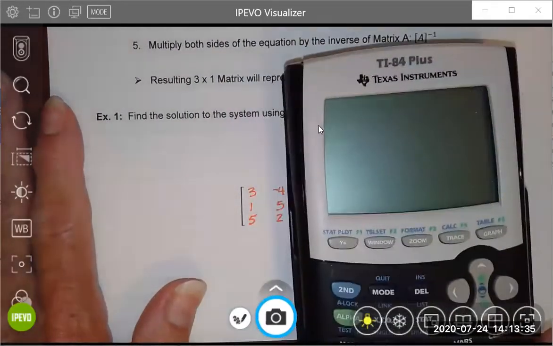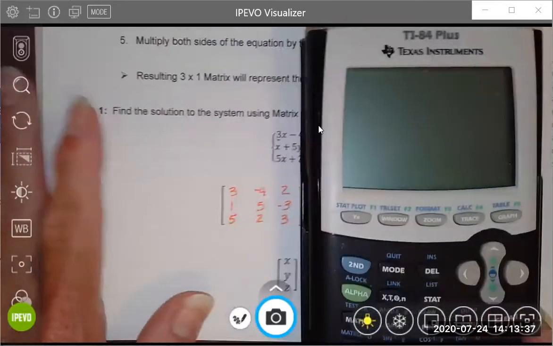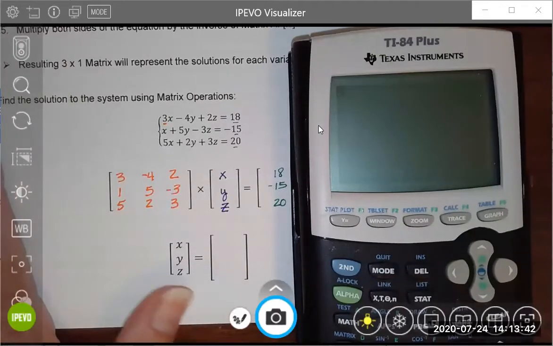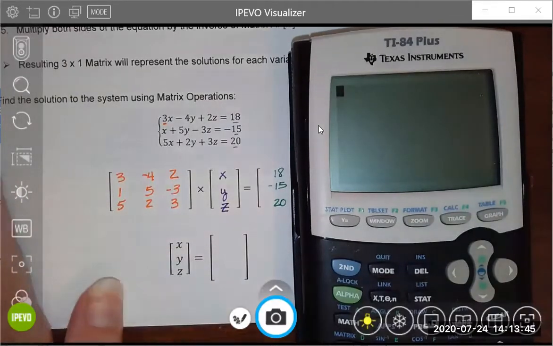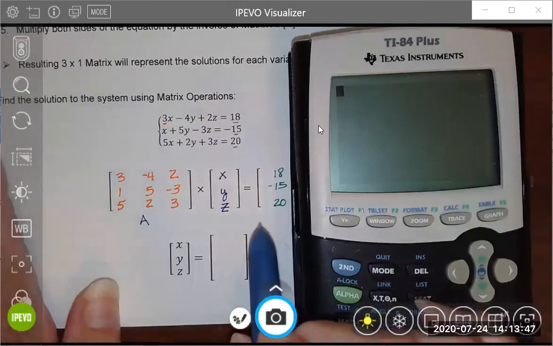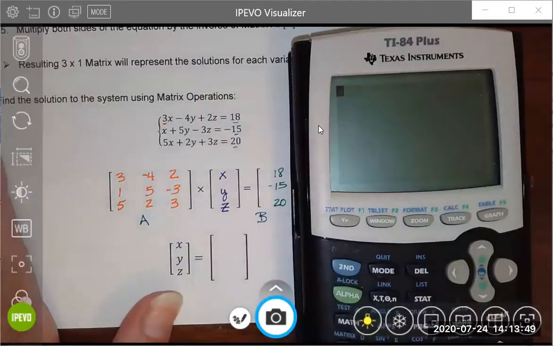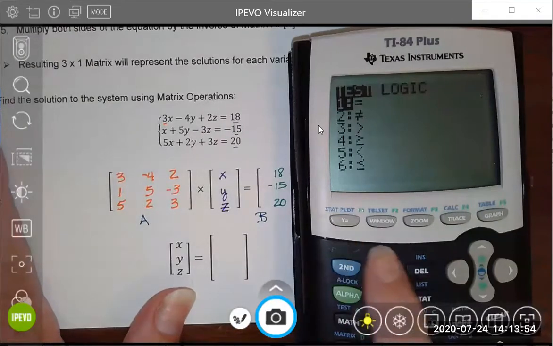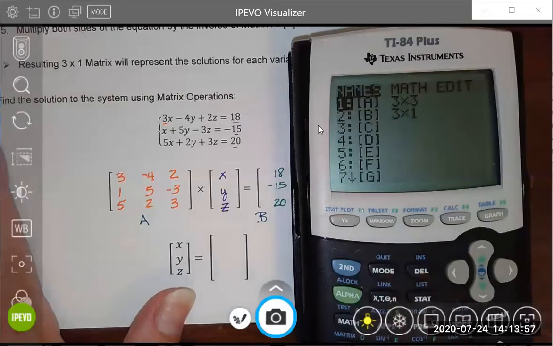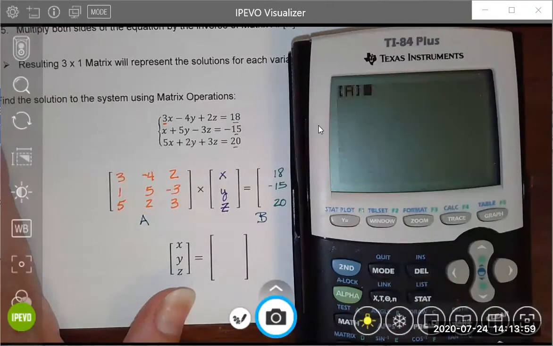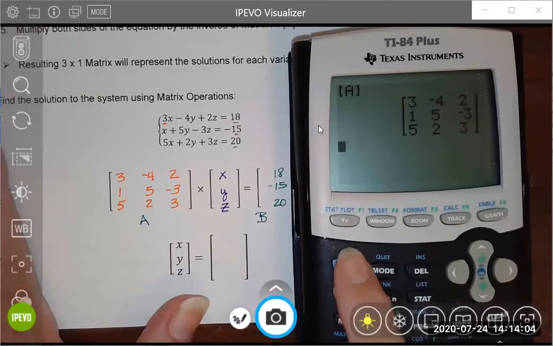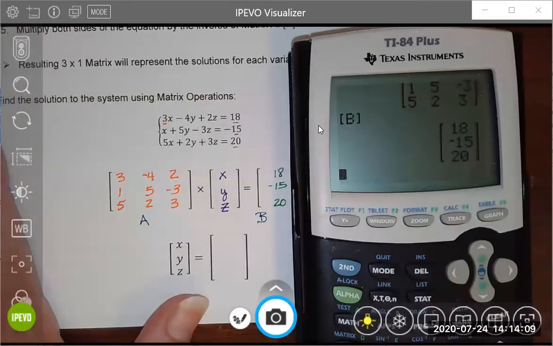And because I knew this was coming, I preloaded matrix A, which is where I stored this one, and I stored this one as matrix B. I preloaded them into my calculator, so if I wanted to, I could do second matrix. And you'll notice I have a 3 by 3. If I want to, I can just check, and it should be the same as this one. I can check matrix B as well, and it represents my constants.